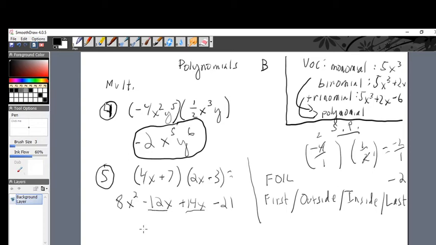So before you submit your final answer, the answer is 8x squared. Minus 12x and 14x is going to be positive 2x. 14 minus 12 is 2x. Right? Keep the sign of the larger. The larger was positive, so it wins, so the answer is positive. And minus 21, there's nothing we combine it with. And here is our final answer after using FOIL.